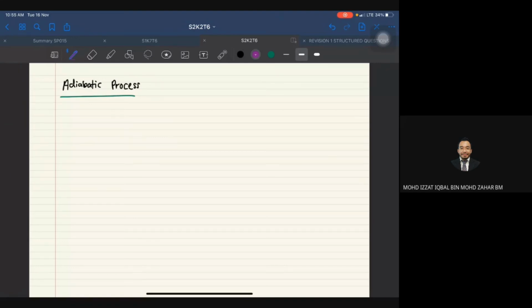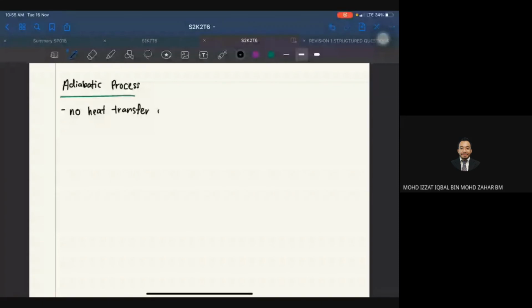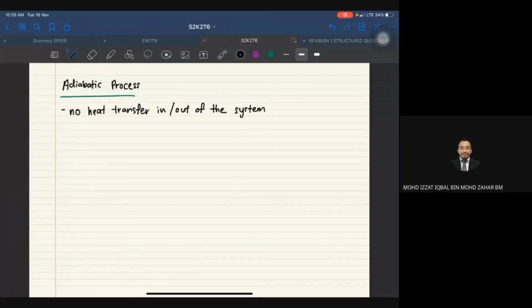Okay, adiabatic process. Okay, adiabatic process. Here dia lain sikit lah. Over here it says that no heat transfer into or out of the system. In or out. Okay, and when there's no heat transfer, it means that Q is equals to 0. So the key finding here is Q equals to 0 lah. Kalau Q equals to 0, if you go back to the first law of thermodynamics, Q equals to delta U plus W. Kan? Kalau Q 0, this one becomes 0. So it means that your work done is equals to negative delta U.